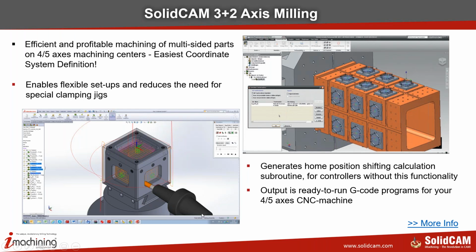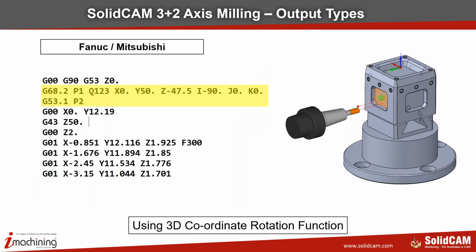So let's look at the first output type, the 3D coordinate rotation.